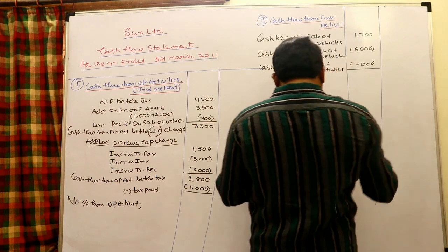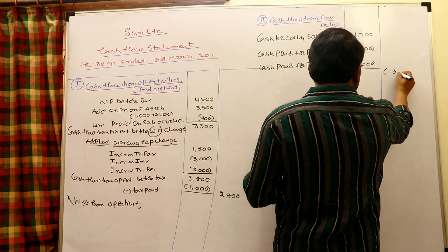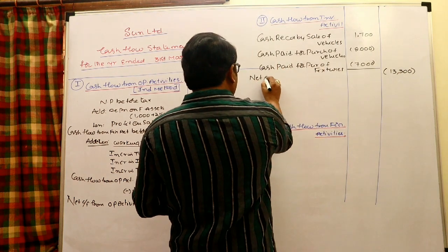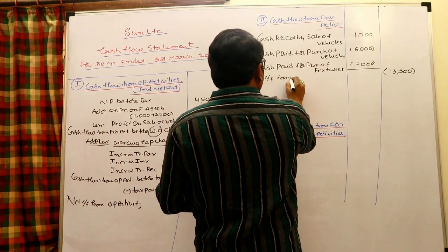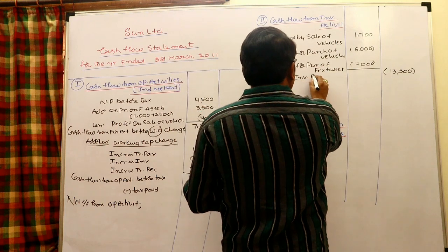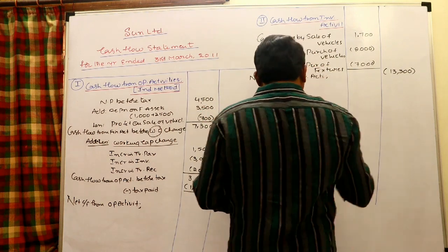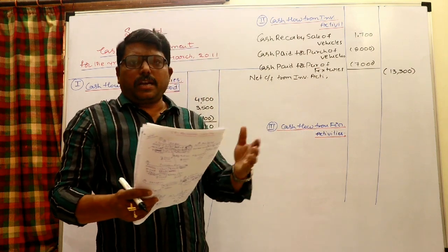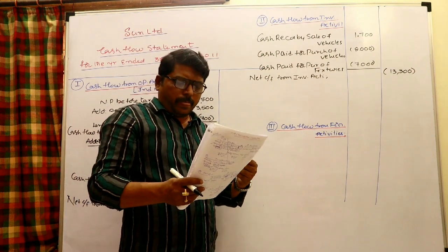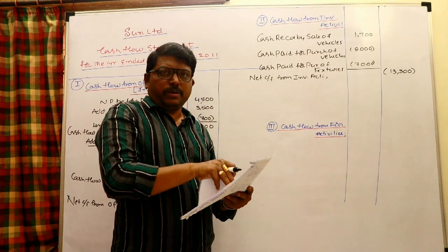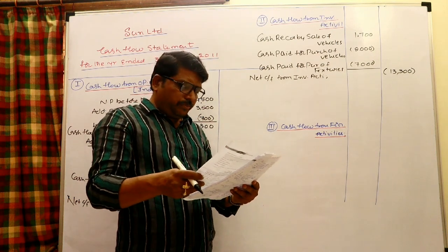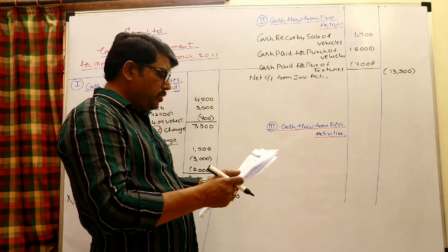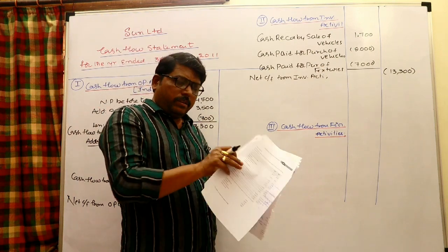The net effect you can write in the outer column. Outflow 13,300. This is what we can say is net cash flow from investing activities. Come back to the last one, cash flow from financing activity. Share capital, debentures, bank loans, etc., raising of money, redemption of money, interest and dividend paid should be shown as a part of this.